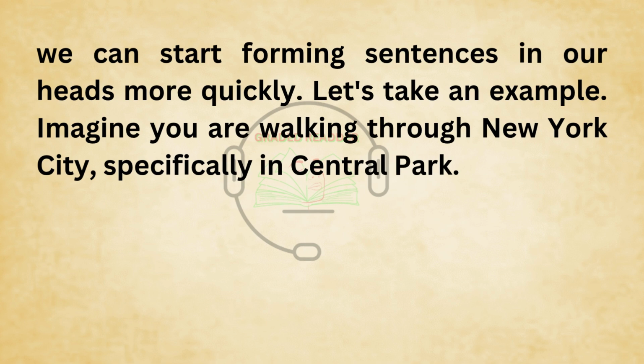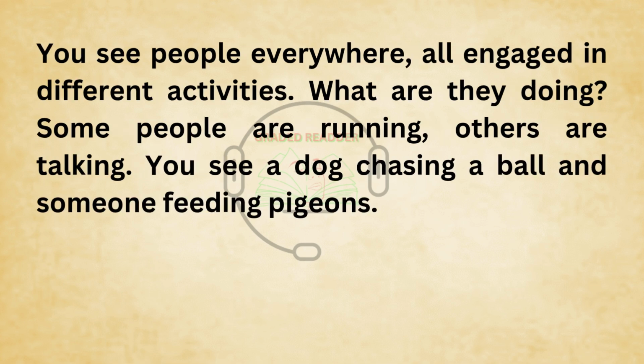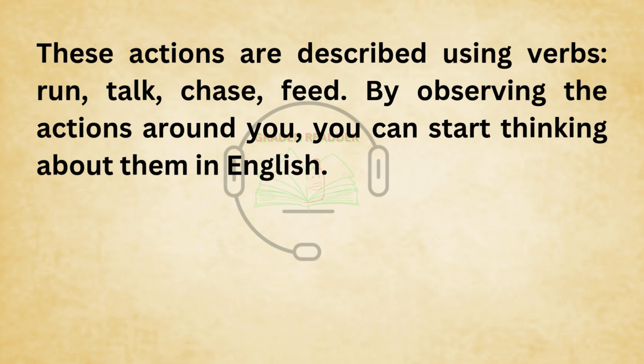Let's take an example. Imagine you are walking through New York City, specifically in Central Park. You see people everywhere, all engaged in different activities. What are they doing? Some people are running, others are talking. You see a dog chasing a ball and someone feeding pigeons. These actions are described using verbs: run, talk, chase, feed. By observing the actions around you, you can start thinking about them in English.